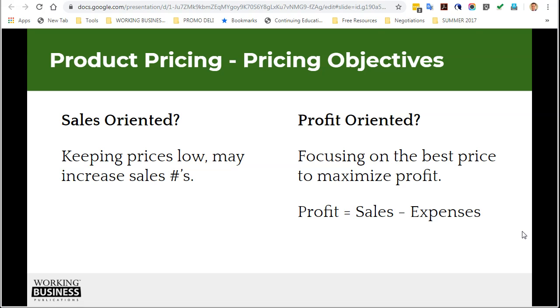Your resources would be the number of tables you have in your restaurant or the number of hours you have to cut hair, but you don't want to just maximize it just to fill that up. You want to maximize it to be profitable. What's the most profit you can make with that resource you have?